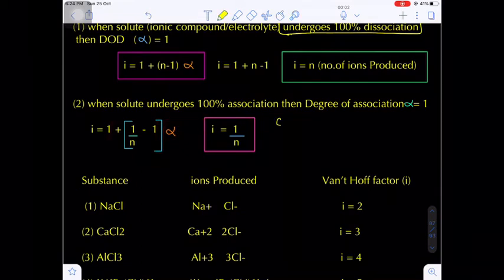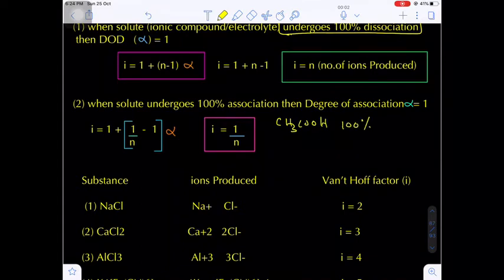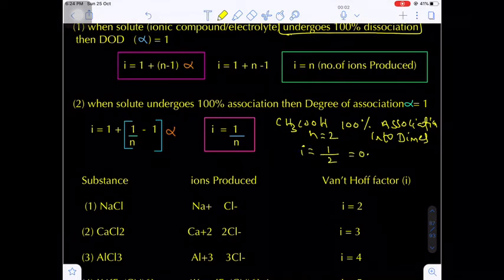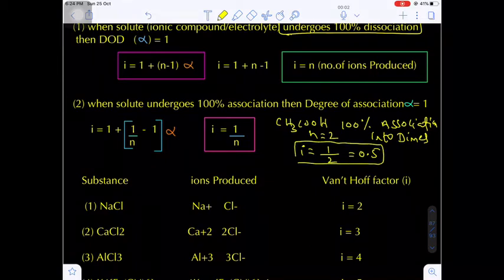That means, suppose I am taking acetic acid. Suppose acetic acid undergoes 100% association into a dimer. When acetic acid undergoes 100% association into a dimer, the n value I am taking is 2. So iota equals 1 upon n, 1 upon 2, that will be 0.5. So the iota value equals 0.5 in case of 100% association of acetic acid in the solvent benzene.